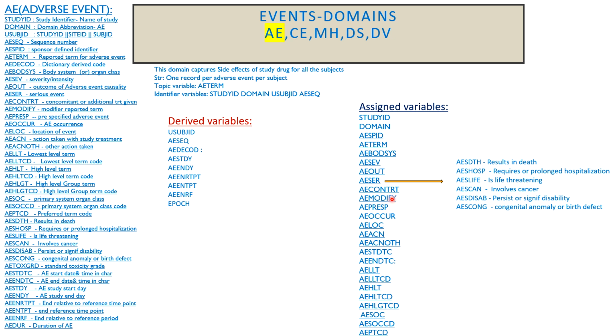Okay, AECONTRT: due to the adverse event, has the subject taken any concomitant medication. AE modify: whatever the AE term name, if anything is modified, that data will be captured here. Pre-specified occurrence: this value will be yes or no. Location: where the adverse event happened. Action: for the adverse event, what action was taken. Other than the action, if any action is taken, those values will be captured here. Start date, end dates. These are the LLT codes; LLT values will be derived based on the MedDRA dictionary. Okay. Thank you.